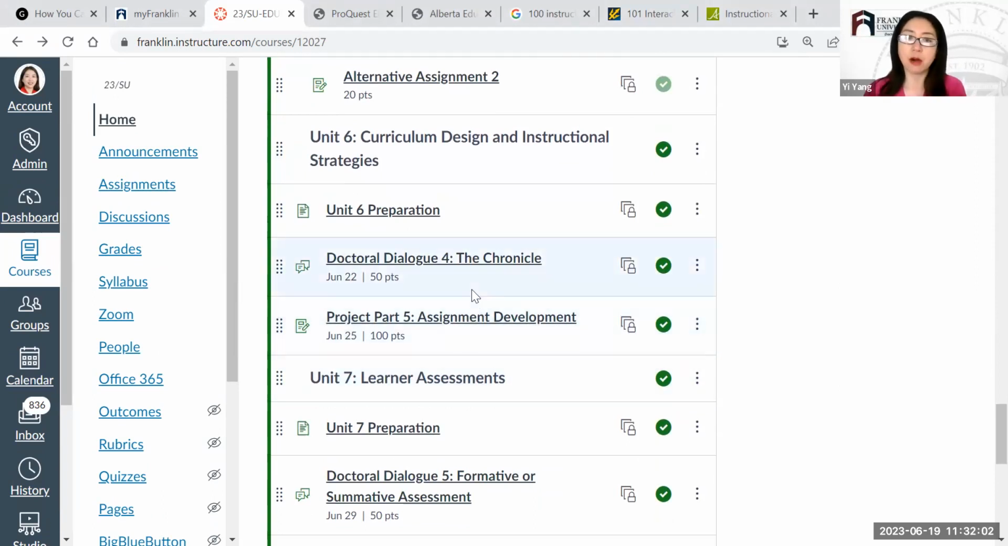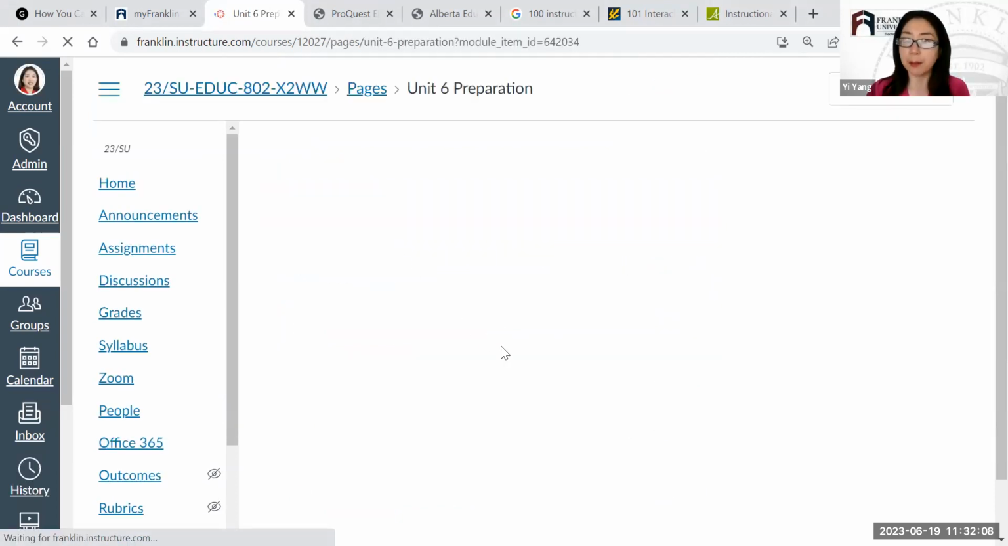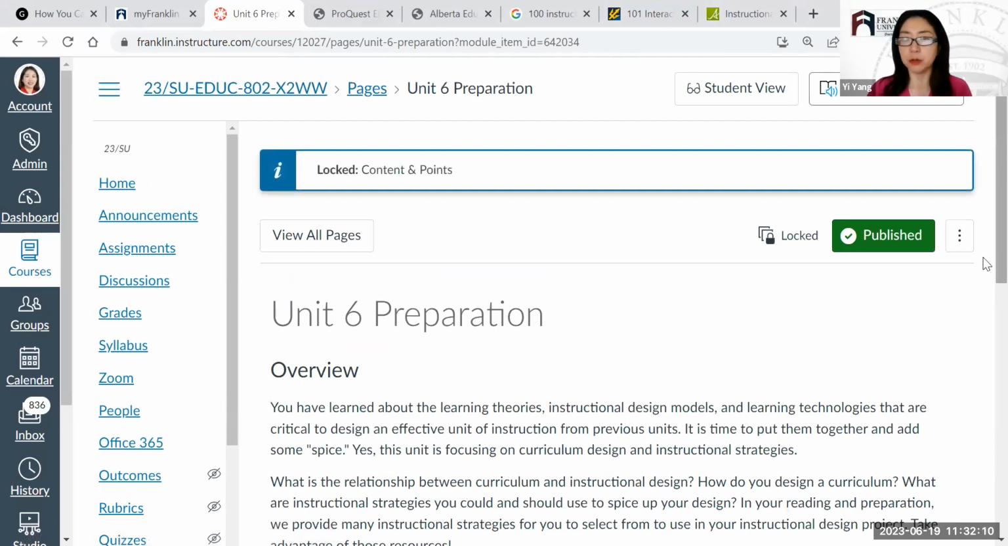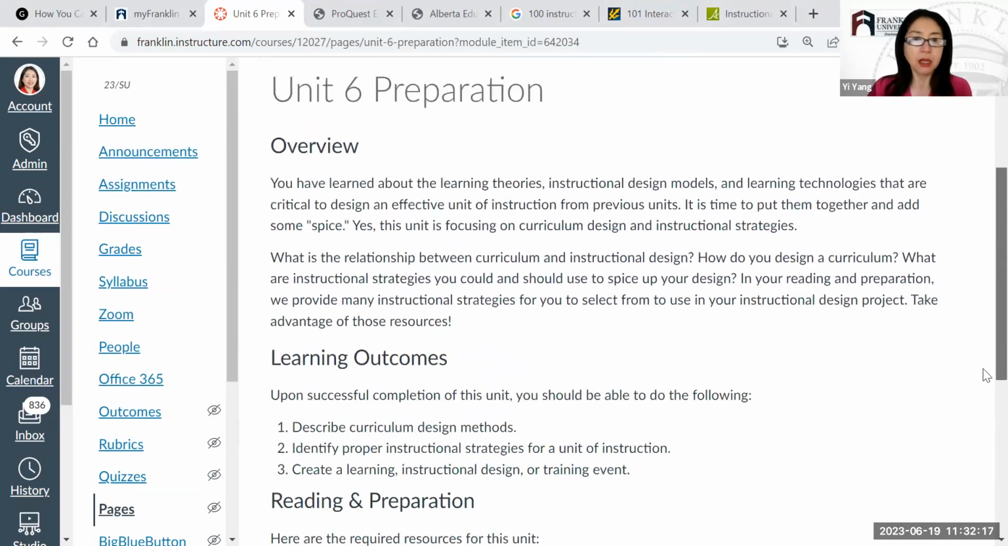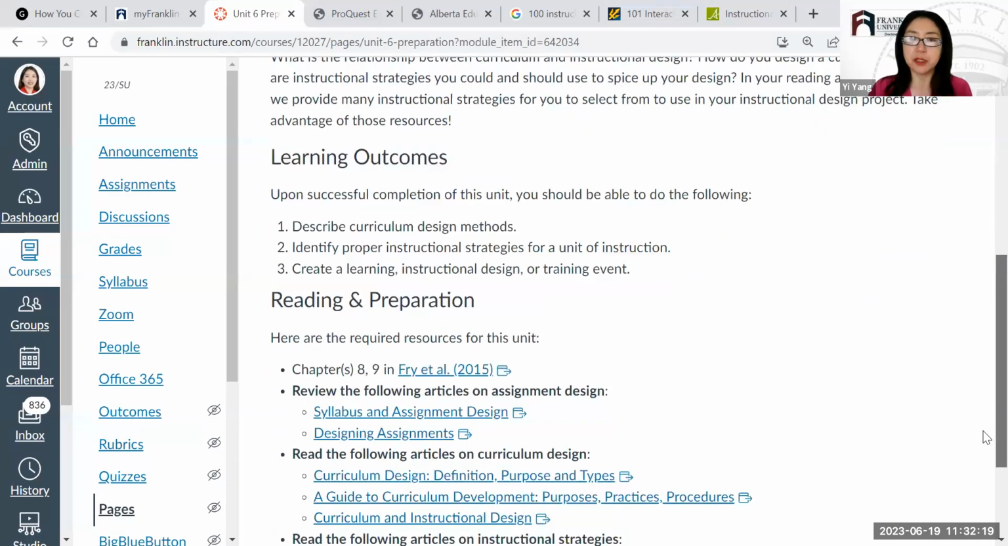Before you start work on your assignments, you always need to look at what's in the prep, what articles or readings will prepare you for this week's material. The learning outcomes for this week are to describe curriculum design methods, identify proper instructional strategies for your unit of instruction, and create a learning or instruction design or training event.